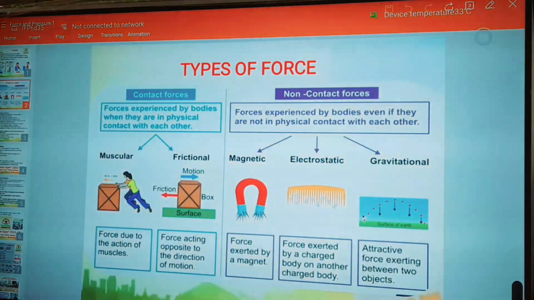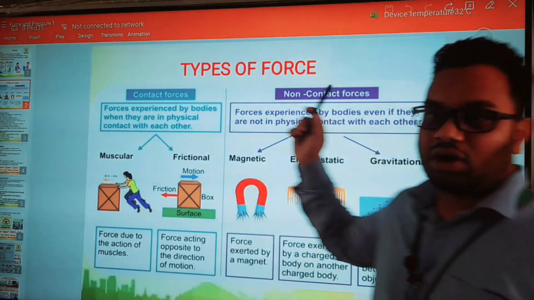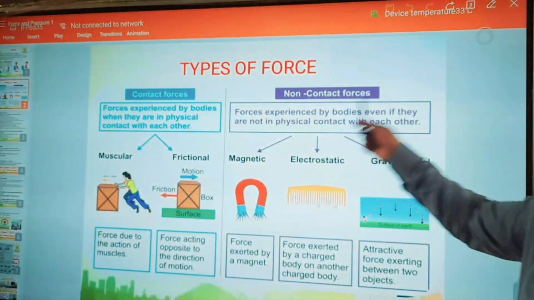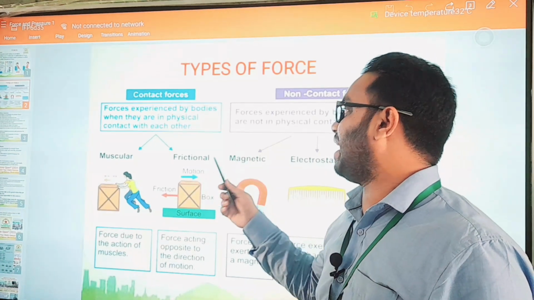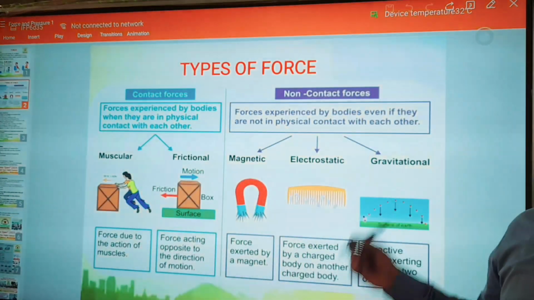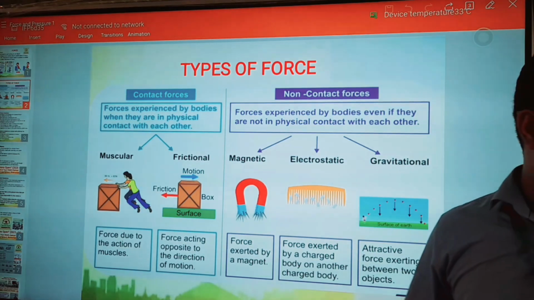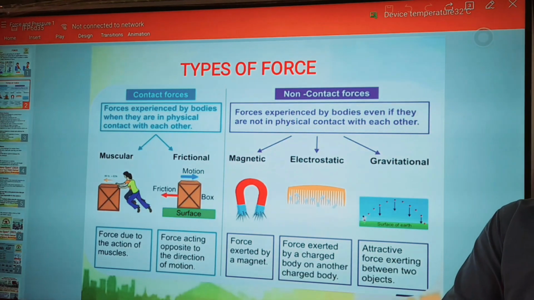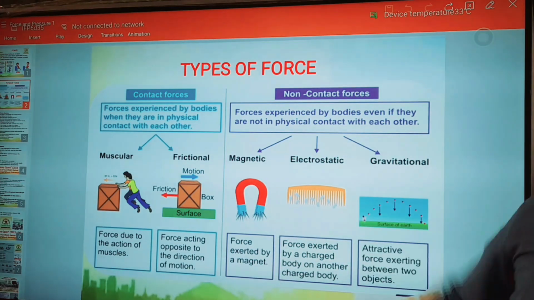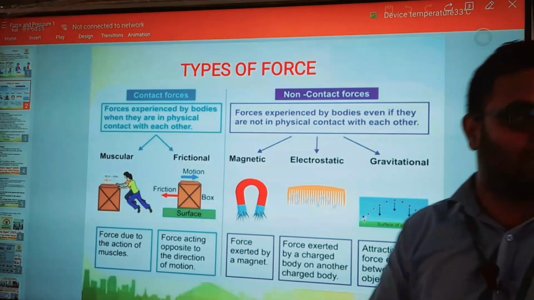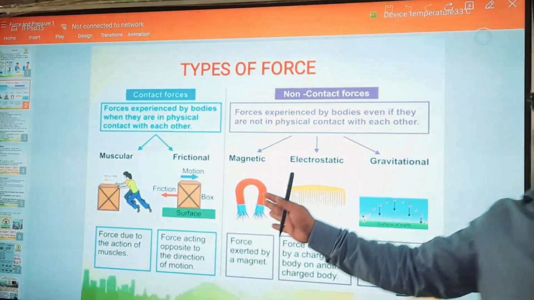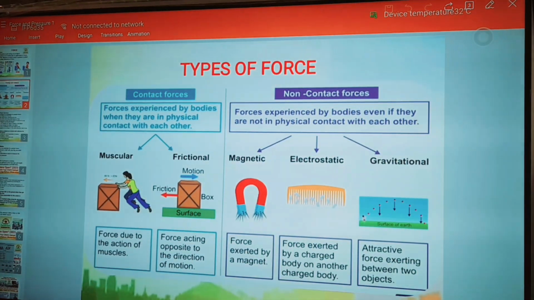Next are the types of force. Types of force: contact force and non-contact force. Contact force is force experienced by bodies when they are in physical contact with each other. When the two objects are in physical contact, it is called contact force. But what is non-contact force? Forces experienced by bodies even if they are not in physical contact with each other. They will not be in contact, but still they experience force. That is called non-contact force.